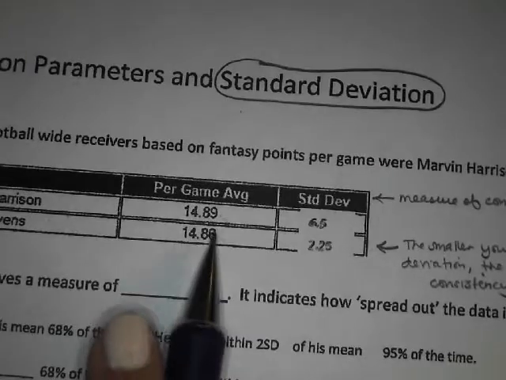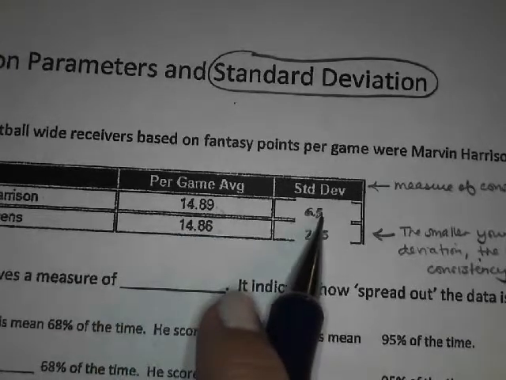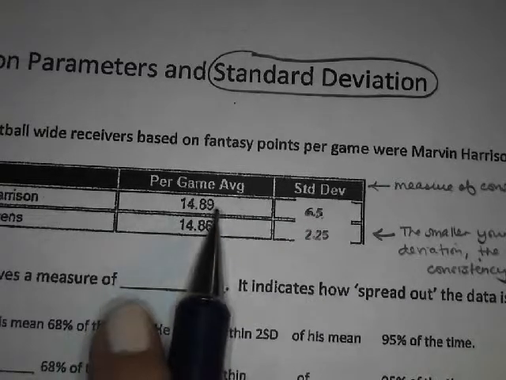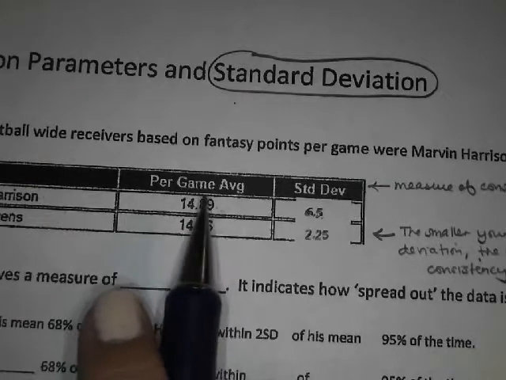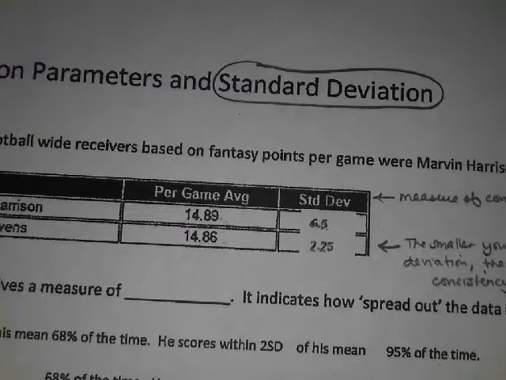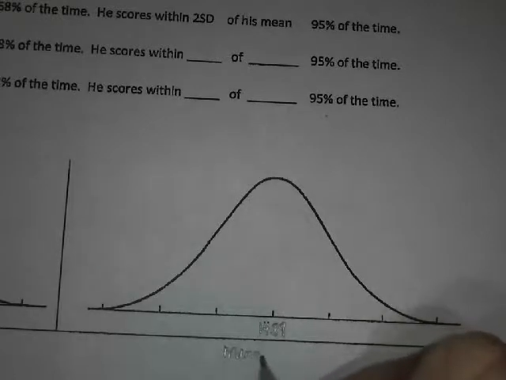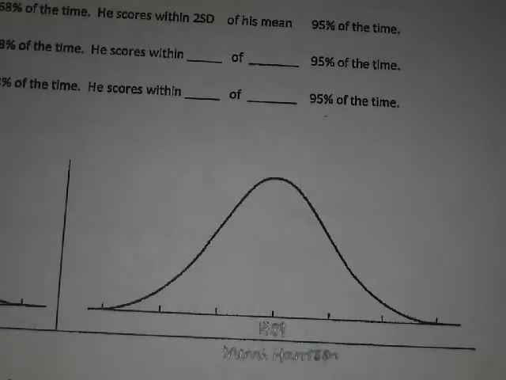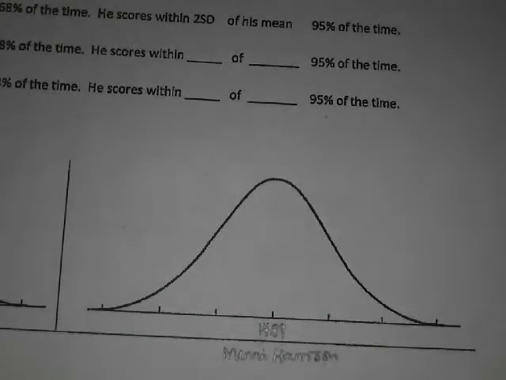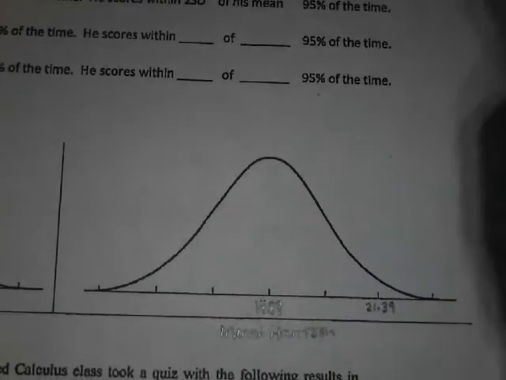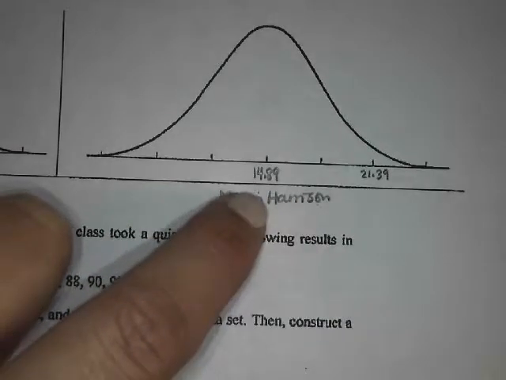Whereas Marvin Harrison, having a standard deviation of 6.5, means more times than not, he's going to score 6.5 points above that or 6.5 points below that. So 14.89 is his average. So that would go right in the middle of his curve. But he could score 6.5 points above that, which would be 21.39. I'll just put that over here because it's a little further away. Or he could score 6.5 points below that, so 14.89 minus 6.5 would be as low as 8.39.